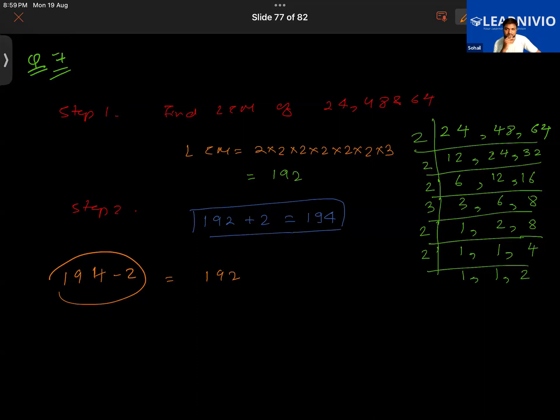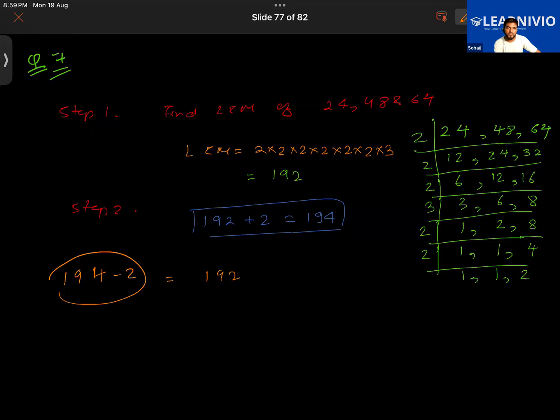Yes, I understood. Okay, explain this to me. Why have we added 2 to the number 192? Because 192 is divisible by 24, 48 and 64. Okay. So to find the smallest number, we added 2 to 192. So we got 194 as the answer.